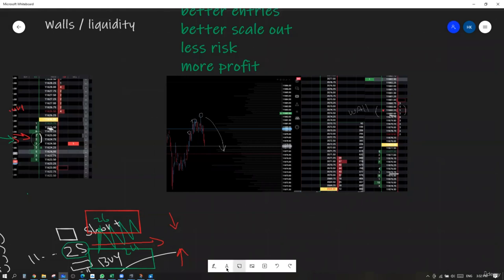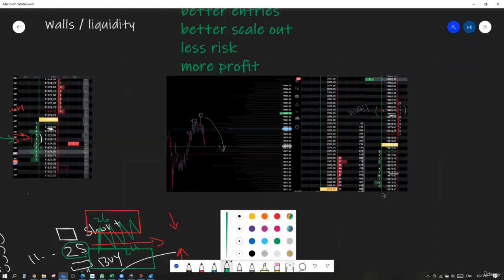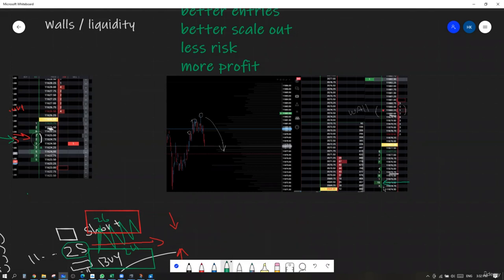Liquidity. Liquidity is a big order on the limit bid or ask. So for example, you see this 15 over here. This is a liquidity standing on the ladder. This liquidity being visual, you are able to see it on the ladder. Same thing like walls, you can use it as a tool.